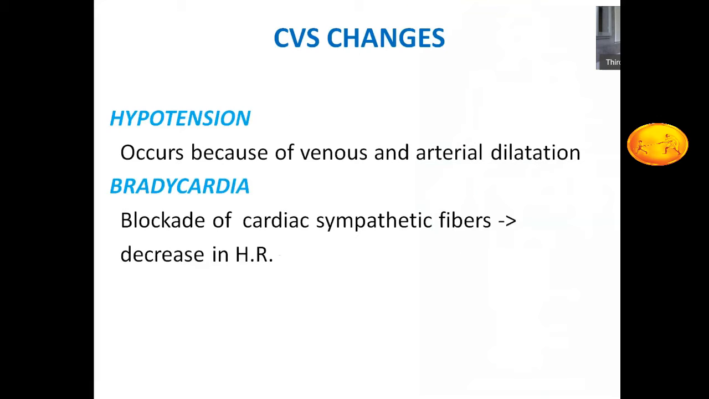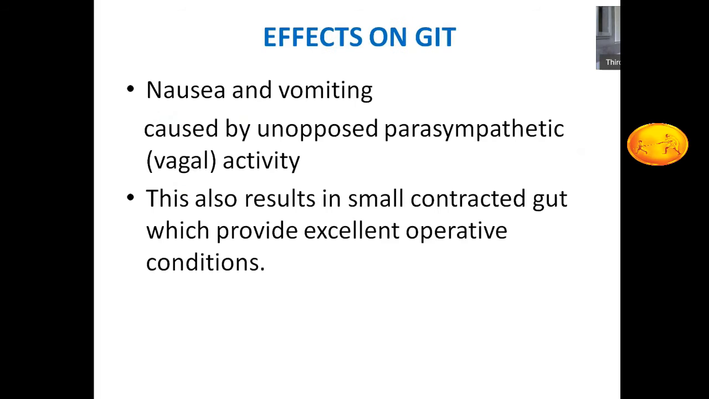So after giving the spinal anesthesia, what are the different changes that are seen in the systems? First, cardiovascular changes. There is always hypotension because of the venous and arterial dilatation due to the sympathetic blockade. As there is vasodilatation, there will be less venous return to the heart, and thus the cardiac output is also decreased and the blood pressure is decreased. Then there is bradycardia. Blockade of the cardiac sympathetic fibers leads to a decrease in the heart rate.